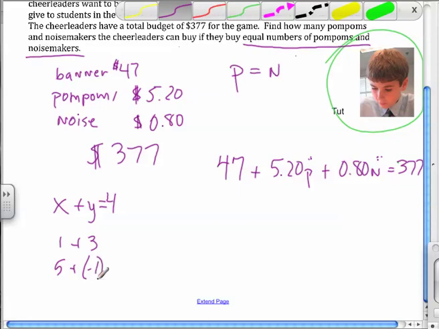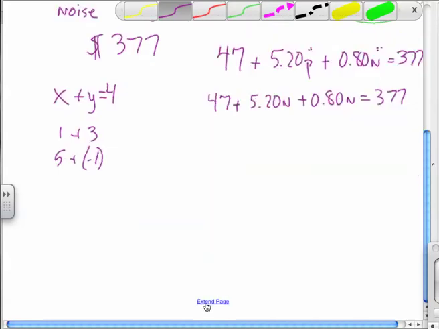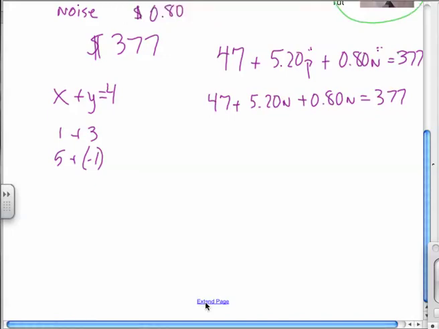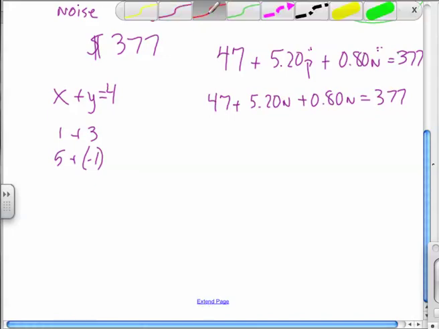But what I can do is I can actually substitute for this p right here. I can actually write that as an n. So 47 plus 5.20n, because it's the same as p, plus 0.80n, and that's going to give me $377. Now, I always have to never, ever, ever forget that I've got to simplify before I solve.